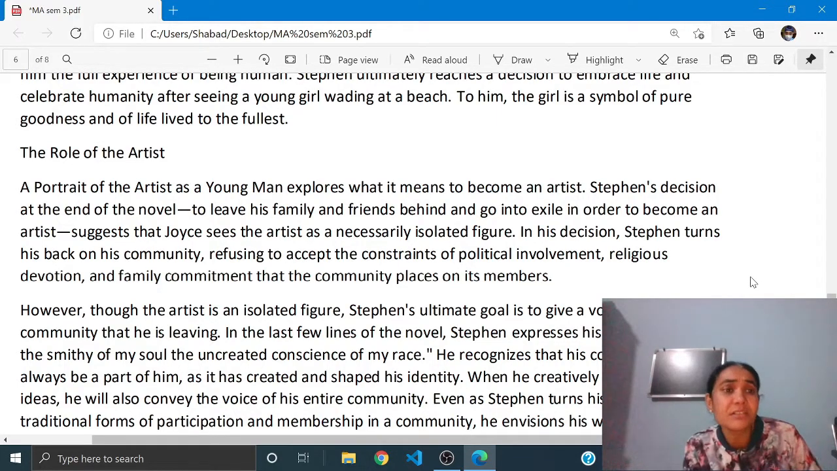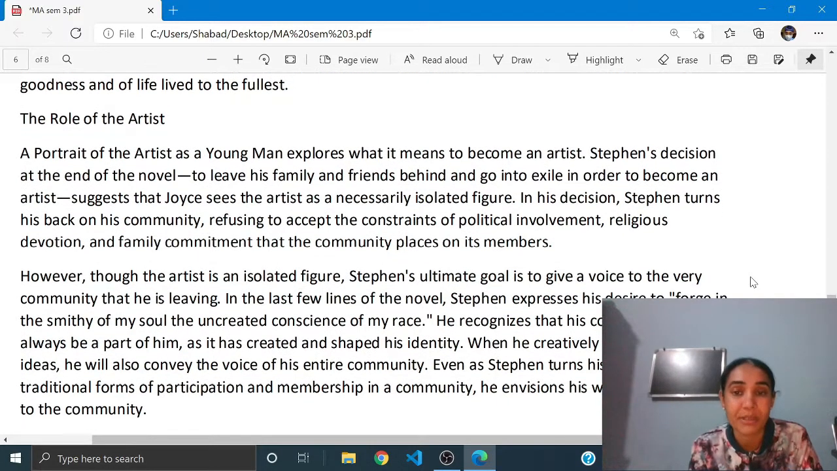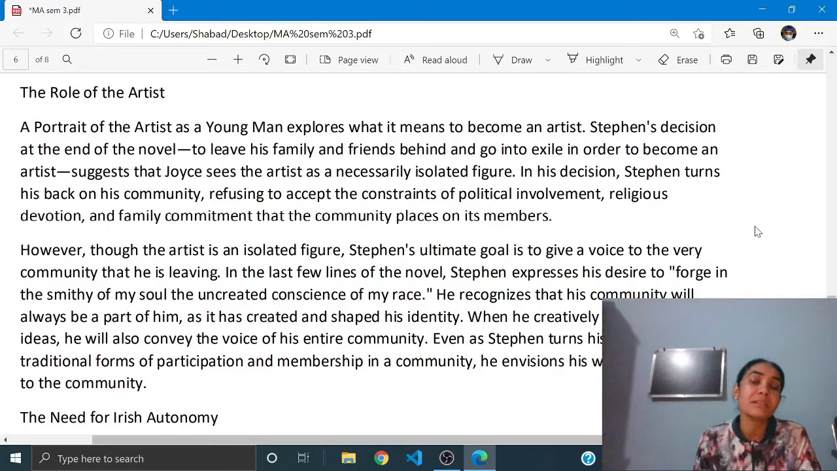Stephen turns his back on his community. He leaves everything. He refuses to accept the constraints of society and politics and religion and family commitment that the community places on its members. So there is a complete refusal of all these aspects. The artist is presented in this light as aloof from all these things. However, the artist is an isolated figure.